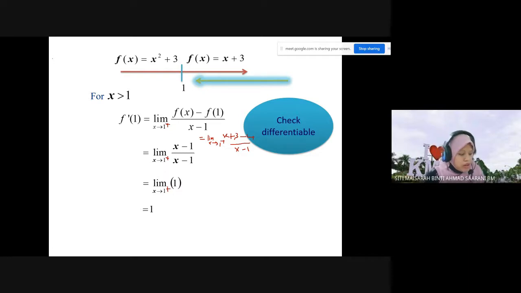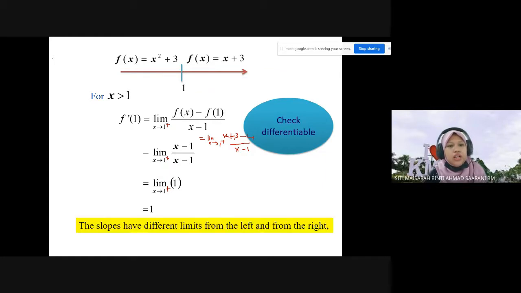Yang f prime 1 from left tadi kita dapat 2. So jadi tak sama. So then kita dapat show lah. Since the slope have different limit from the left and from right. So therefore f is not differentiable at x equals to 1. Okay. F prime 1 does not exist lah ni. Dalam case ni. F is not differentiable at x equals to 1. Okay. So this is example 4.